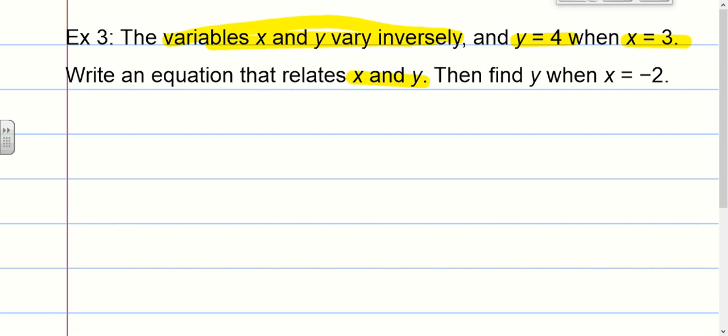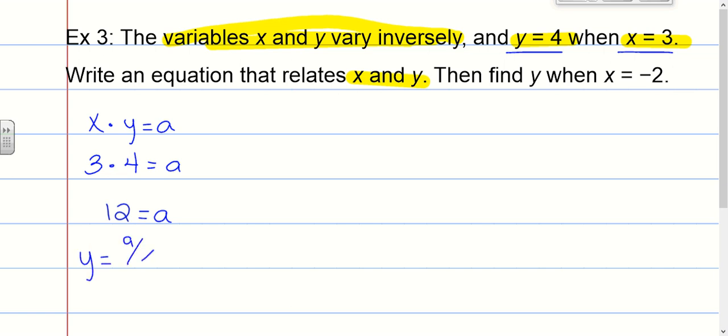It tells me that they vary inversely, so I'm going to start off with my x times y equals a, because I'm given an x and a y value. So now let's just plug that x and y in, and I get 3 times 4 equals a. Well, 3 times 4 is 12, so 12 equals a. That is my constant of variation. So if I use the inverse variation formula, or equation, y equals a divided by x, I can write an equation as y equals 12 divided by x. So that's one answer right there, because it says write an equation that relates x and y.